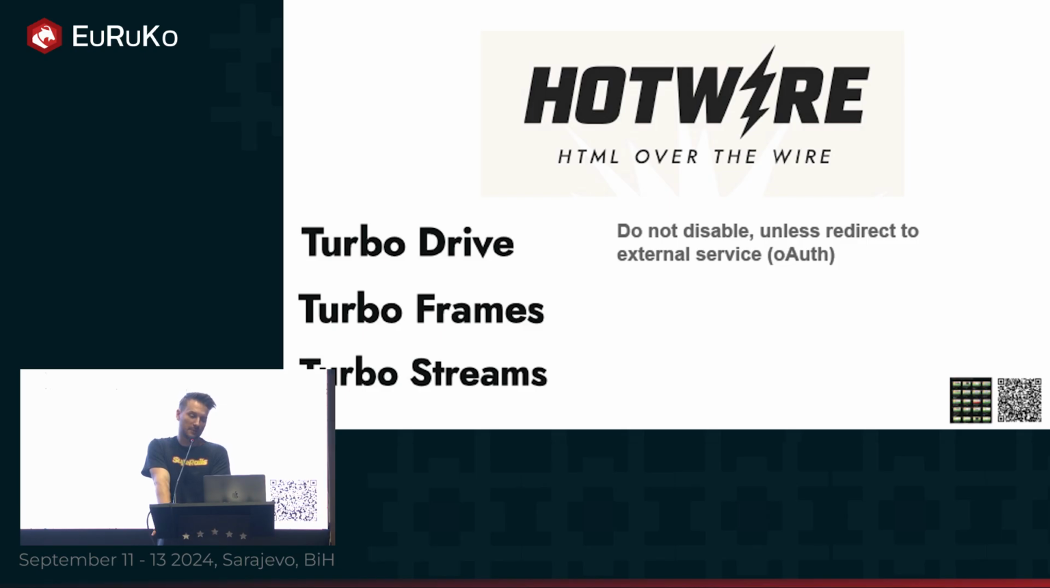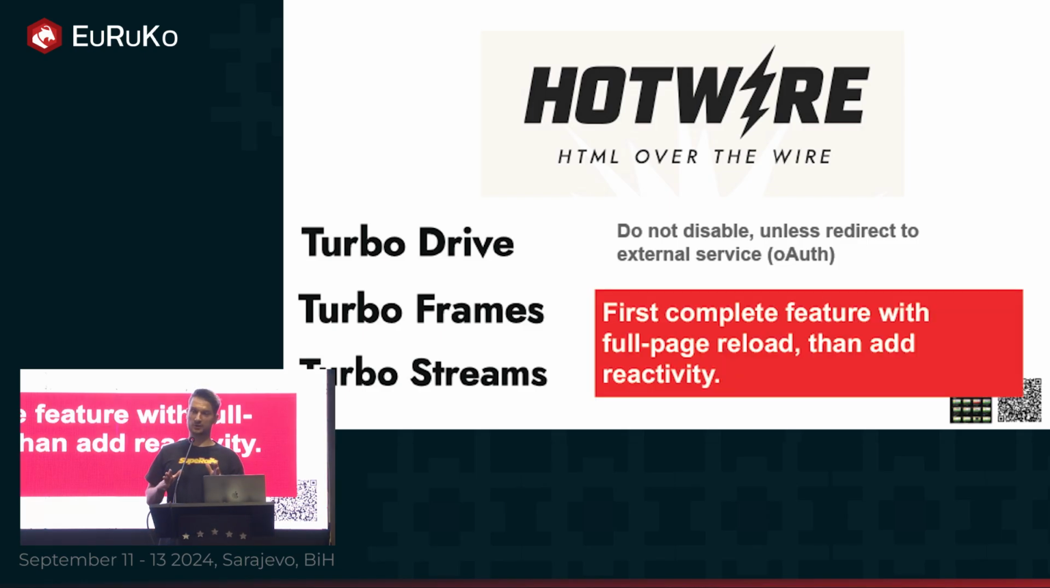In terms of Turbo Frames and Turbo Streams, first implement the feature server-side, with full page reloads, and then you can add some reactivity using Frames and Streams. So it's something you add on top of your page. If you're building a page where you have a table with filters and search, first make it work without Turbo Frames and Streams, and then if you need more reactivity, you can add them. Don't add them too early.